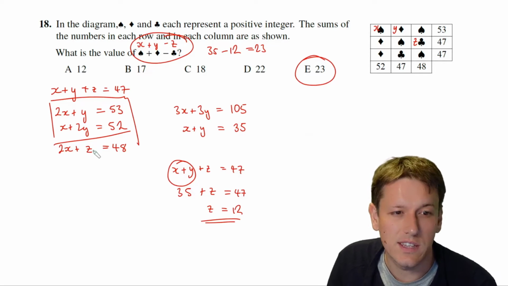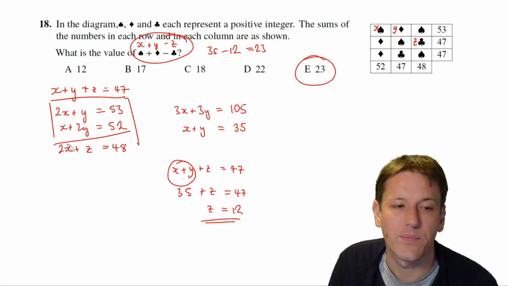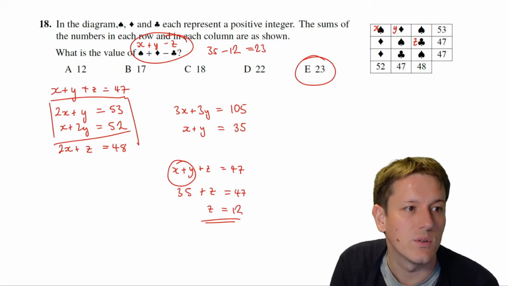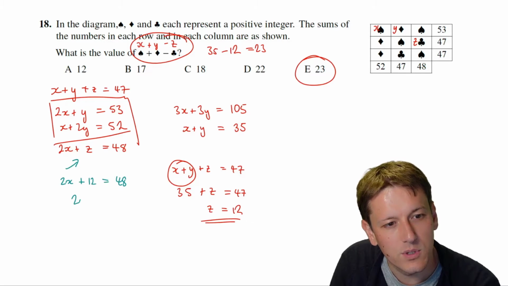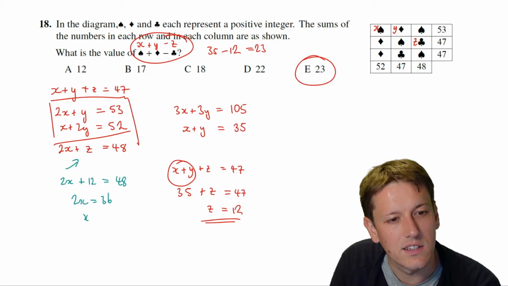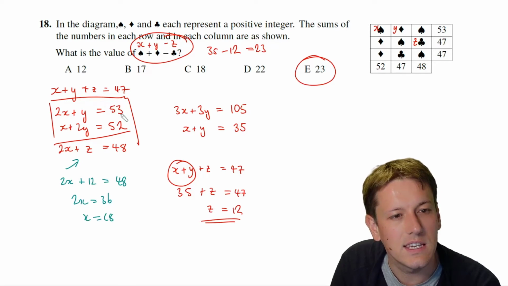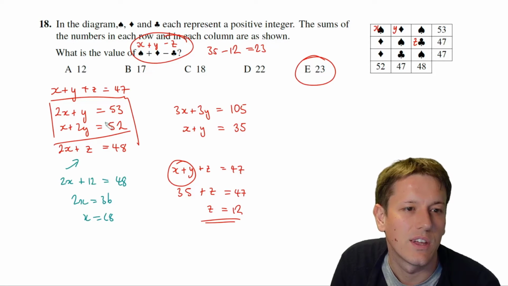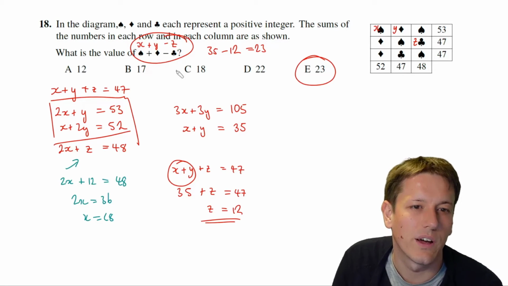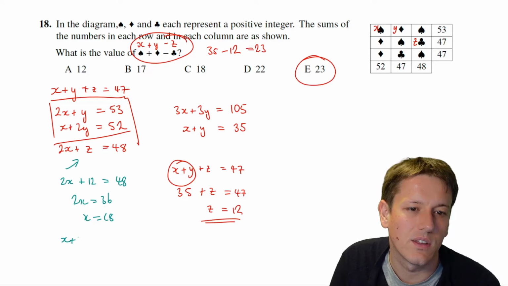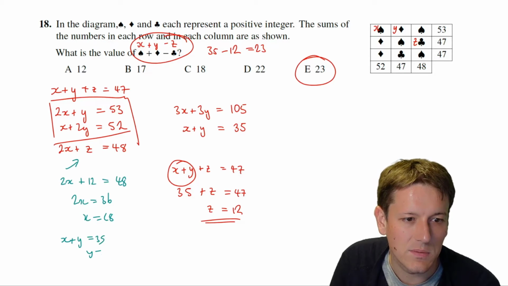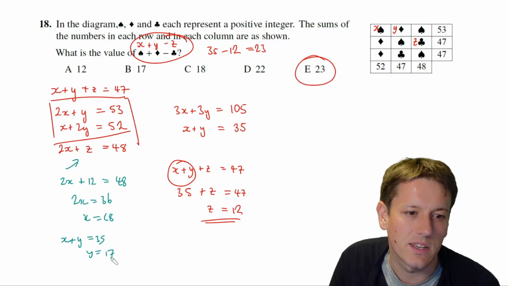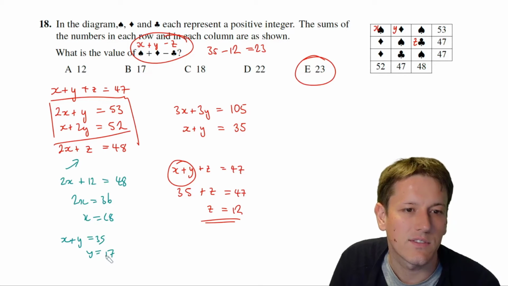Of course, once you've got z, you can also easily work out x and y here as well if you wanted to. We just don't need to for this question, right? So if z is 12, then I'd have 2x plus 12 is 48, so 2x is 36, and x equals 18. And then once I've got that, I could work out y as well, because I know that x plus y is equal to 35, so it must be that y is 35 minus 18, which is 17.